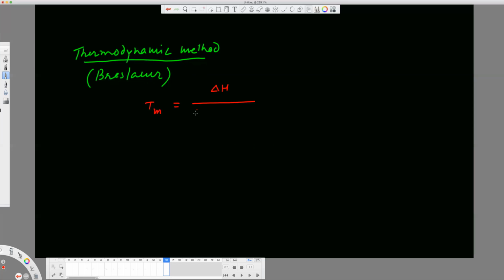And then divided by the change in entropy plus the gas constant times log of C by 4, where C is the concentration of the DNA, minus 273, which is the correction from Kelvin to Celsius, plus 16.6 times the log of the ion concentration. Okay, so this is in degree centigrade again now.